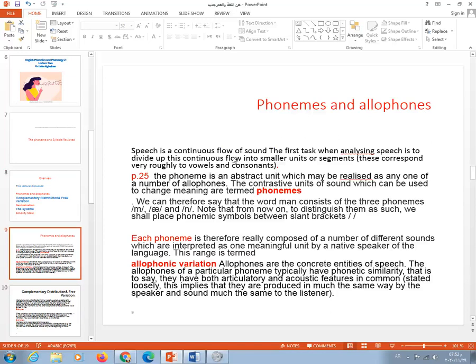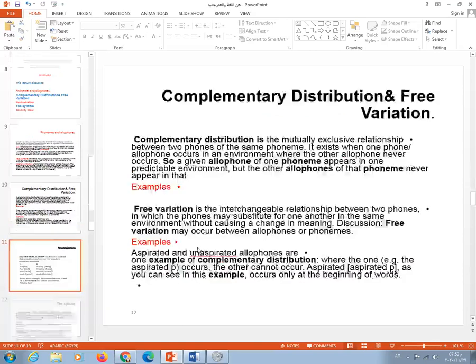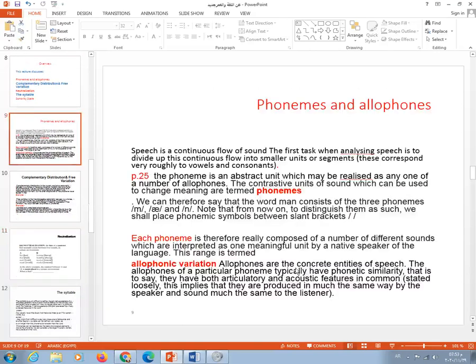What is a phoneme? We talked about this before, and we said that the phoneme is the smallest contrastive unit. If we change the phoneme, we change the meaning of the whole word. Also, a phoneme is a segment of speech, because speech, as you know, is a continuous flow of sound, and we segment it, and the smallest segment is called the phoneme. Each phoneme is made up of a number of allophones. It's a family of allophones, different realizations, different sounds, but all belonging to the same phoneme. So each phoneme is a family of sounds, and these sounds are called allophones.